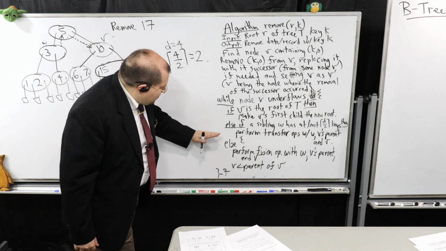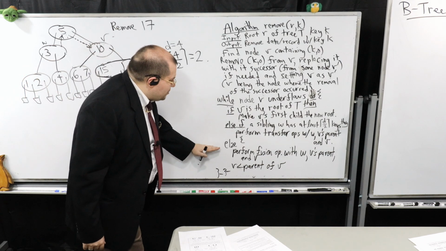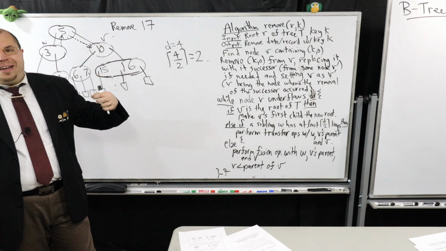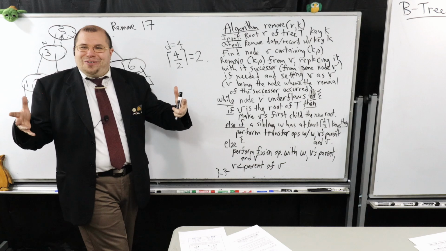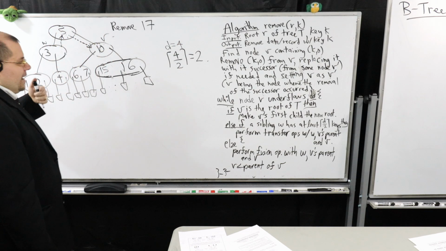So we have that. And now if we don't have any siblings we can borrow from, that's when we do the fusion operation. So we do it with W, which would be where I need to fuse whatever's with that node, with whatever the parent, and also with V.